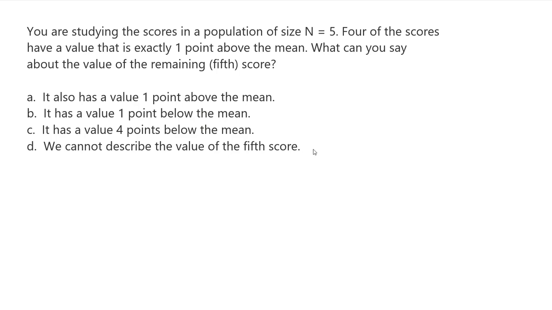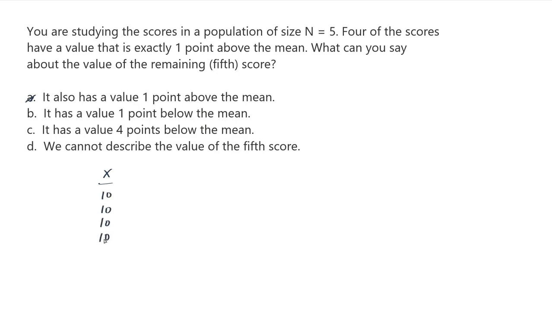All right, I think we can rule out A right away, simply because if the first 4 scores out of 5 scores are above the average, the fifth score can't also be above the average. Think about having 5 kids who are age 10, 10, 10, and 10.